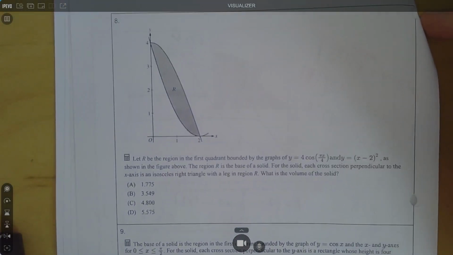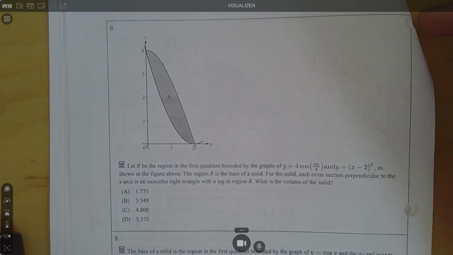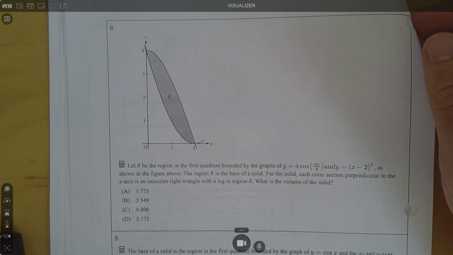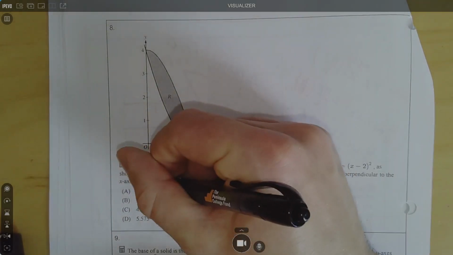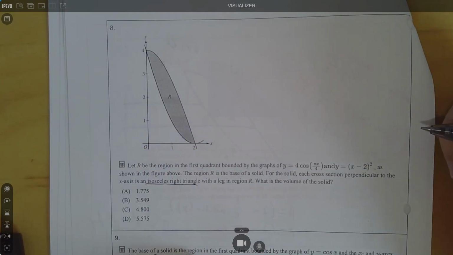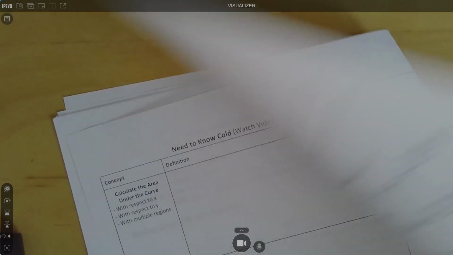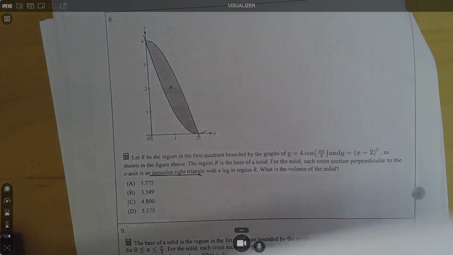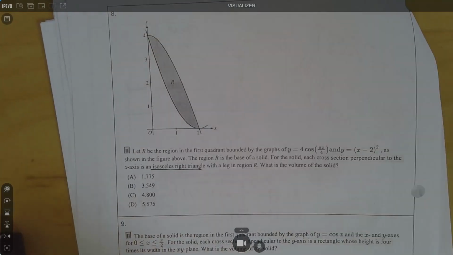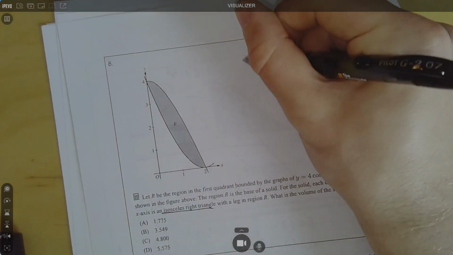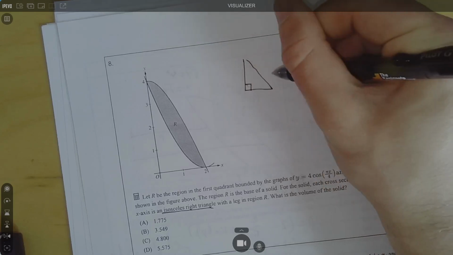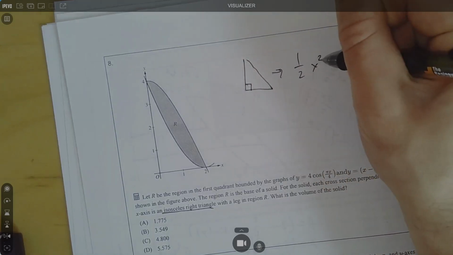Okay, 8. Let R be the region in the first quadrant bounded by the graphs of y equals 4 cosine of pi x over 4 and y equals x minus 2 squared, as shown in the figure above. R is the base of a solid. For the solid, each cross section perpendicular to x is an isosceles right triangle with a leg in region R. What is the volume of the solid? So you got to know, when it says isosceles right triangle, know from those notes earlier. Isosceles right is like this. It means two sides are the same and it's a right triangle.